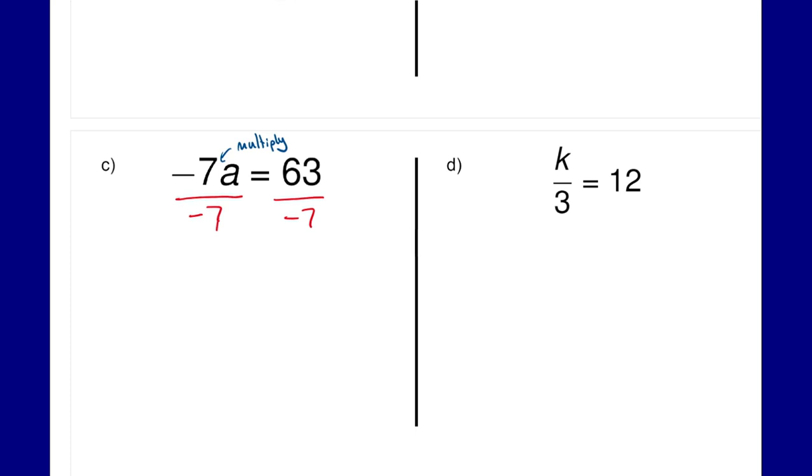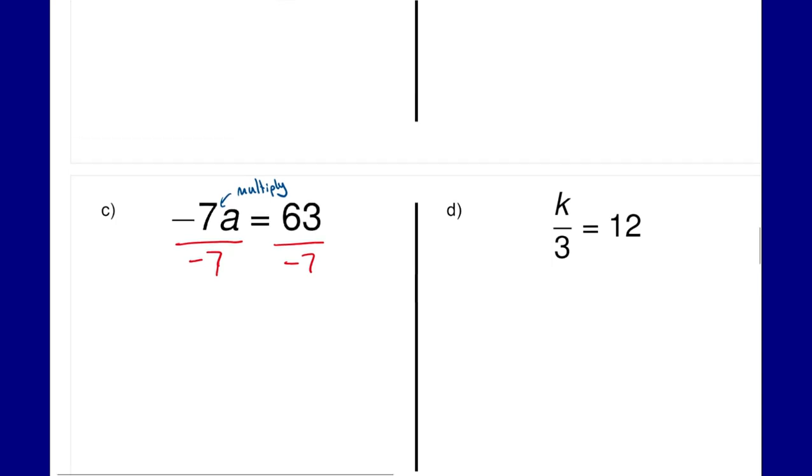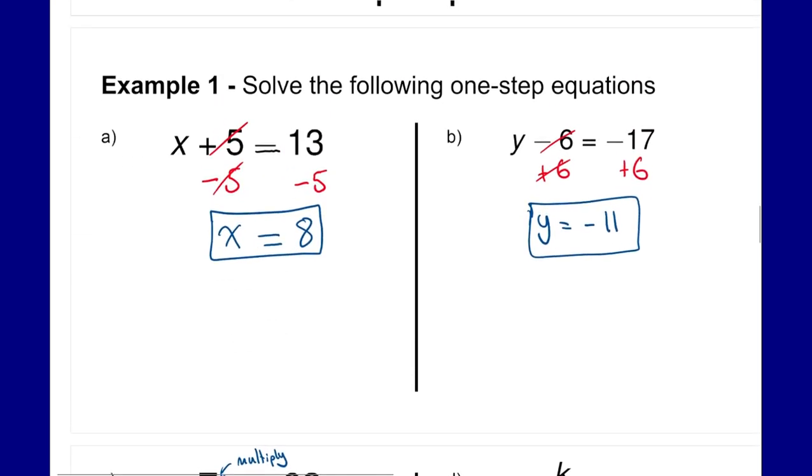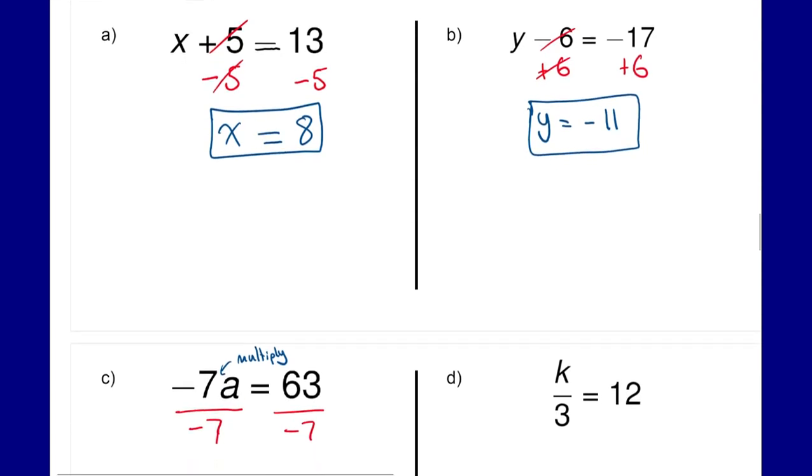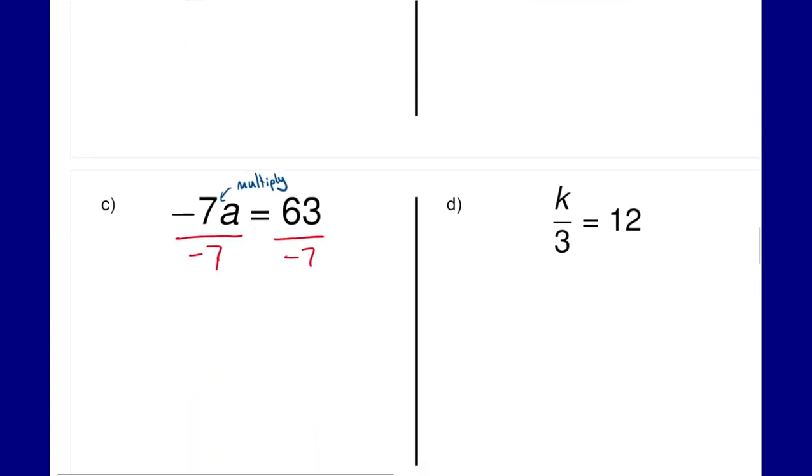Now, one thing to keep in mind, right? We don't change the sign. It stays as a negative 7. We're not changing the sign when we do this. We're changing the operation. If we look at these two, it looks like we're changing the sign, but we're not. We're actually changing the operation. So just be mindful of that. You're not changing the sign, you're changing the operation.